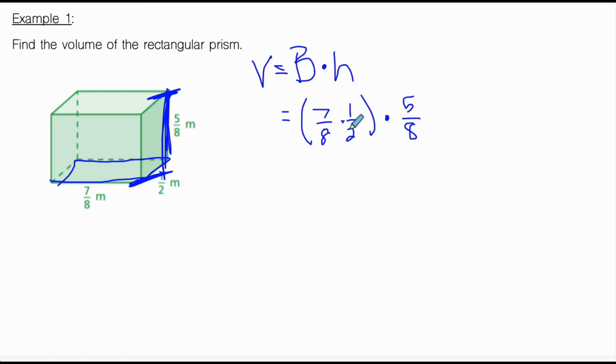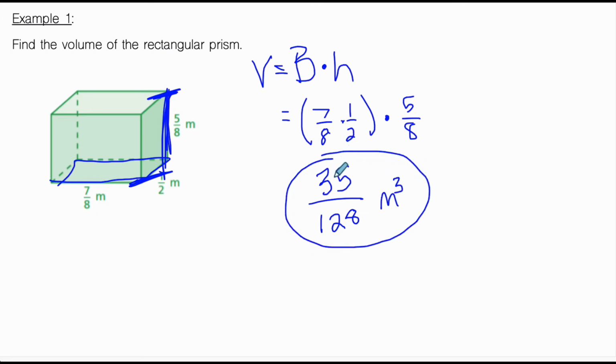7 times 1 times 5, that's all the numerators multiplied by one another. That's 35 over 8 times 2 times 8, which if you do that multiplication, you will get 128. So that means the volume of this rectangular prism, aka the amount of space that it occupies, is 35/128 of a cubic meter. 35/128 meters cubed. Why is it meters cubed?